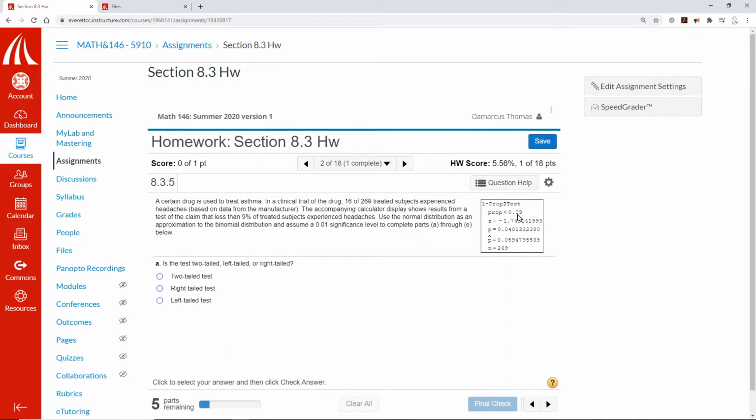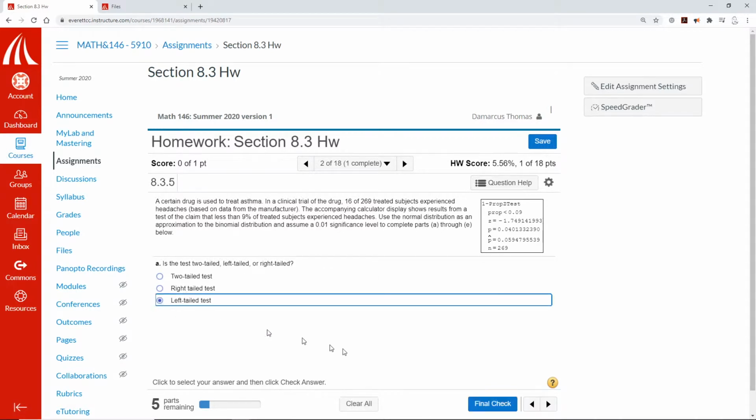The proportion is 0.09, and we're either going to test that it's not equal to, that it's greater, or that it's less. Because it's less than, we're dealing with the left side of the distribution. Lower than the mean. So the left side is lower than the mean, the right side is greater than the mean, and 0.09 is right smack in the middle. Go with left.